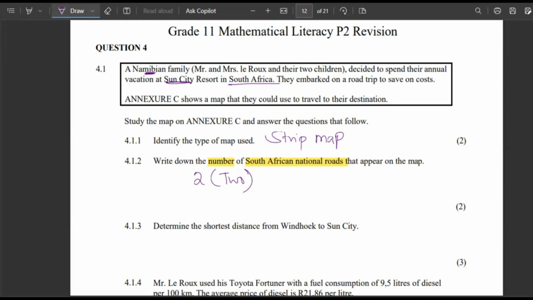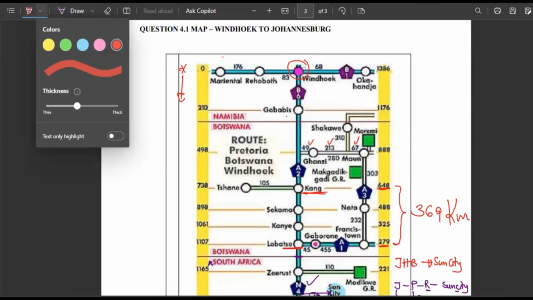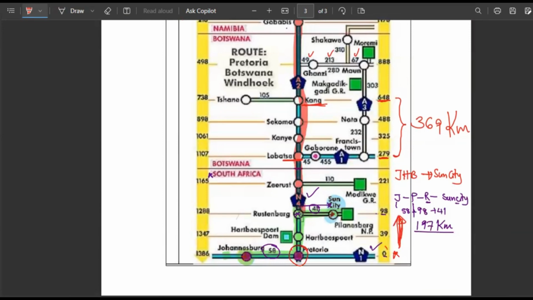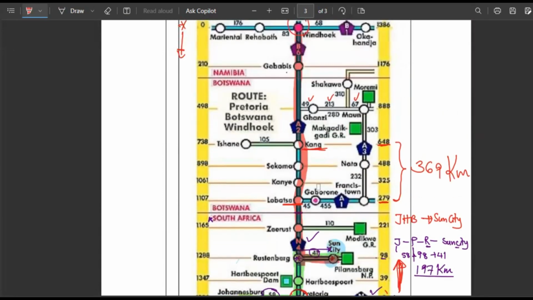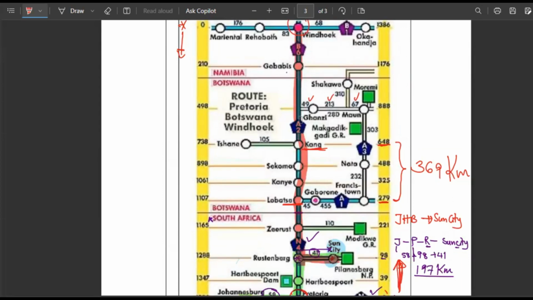Determine the shortest distance from Windhoek, this is the capital city of Namibia, to Sun City. Determine the shortest distance. So definitely it's a straight route, ne? The shortest distance would be them leaving Namibia, which is Windhoek. They go through Botswana. They pass the border, they reach Zeerust, they continue to Rustenburg, and they turn to Sun City. That's the shortest, because there's no other way. Someone might stop somewhere here, then turn and start moving in. This one would be a long route. You understand? So shortest is the straight one.